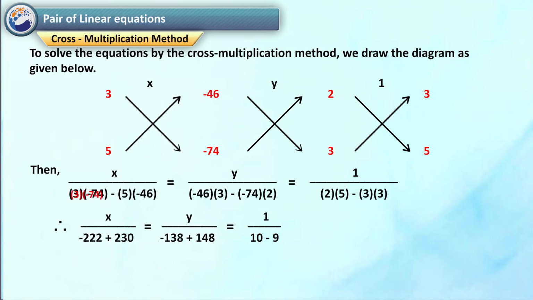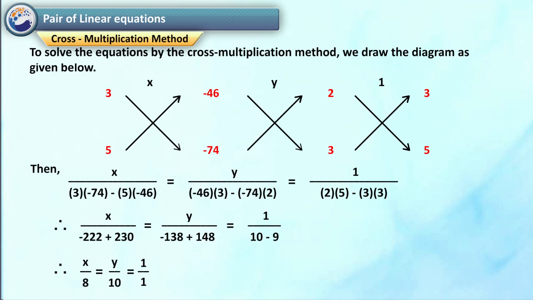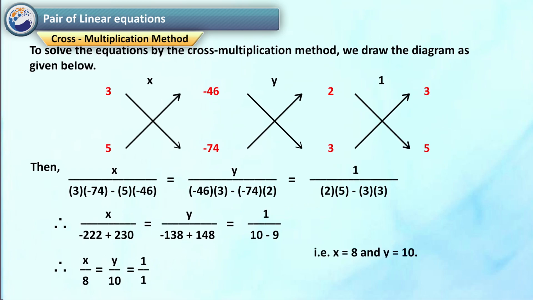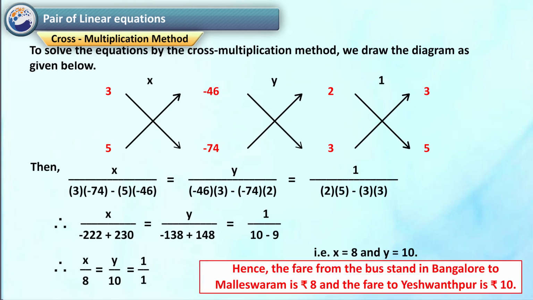Therefore, x upon minus 222 plus 230 is equal to y upon minus 138 plus 148 is equal to 1 upon 10 minus 9. That is, x upon 8 is equal to y upon 10 is equal to 1 upon 1. That is, x is equal to 8 and y is equal to 10. Hence, the fare from the bus stand in Bangalore to Malleshwaram is rupees 8 and the fare to Yeshwanthpur is rupees 10.